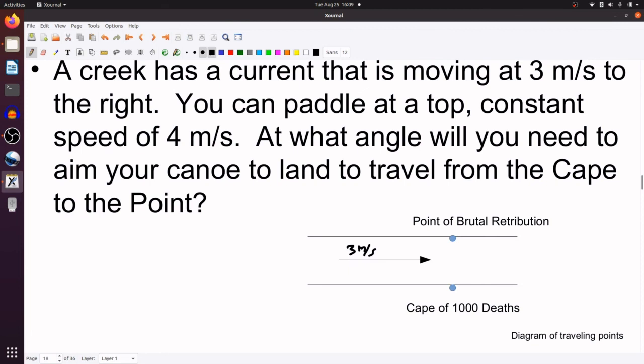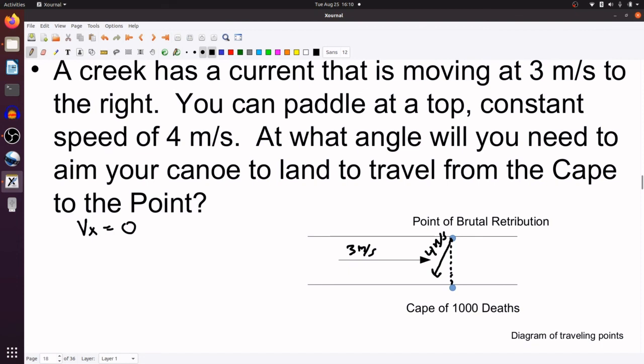And so what do we want to do? We want to aim our canoe this way. So if we aim our canoe this way, we should just go straight down. And I know that my canoe is going to be 4 meters a second. So that's kind of my hypotenuse. I also know one very important thing. I know that I want my total horizontal velocity to be 0.